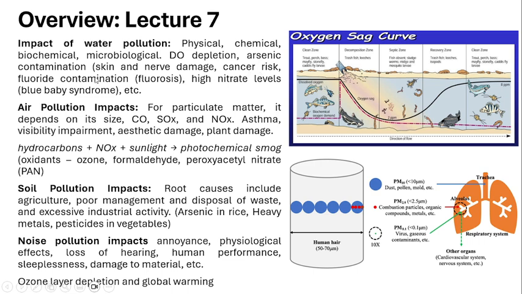And then fluoride contamination. An excess amount of fluoride in water bodies will cause a disease called fluorosis. This fluorosis can be skeletal fluorosis, which will affect the body posture, or it can be dental fluorosis, which affects the teeth.